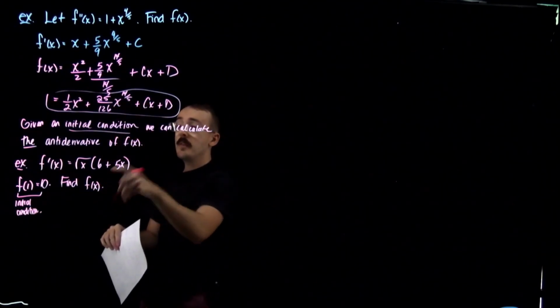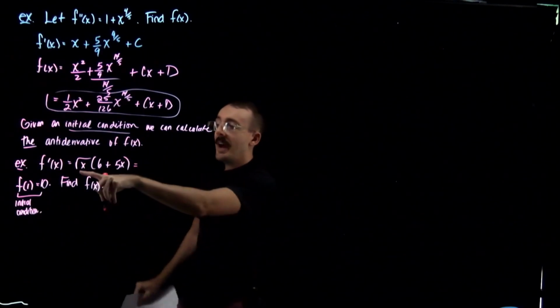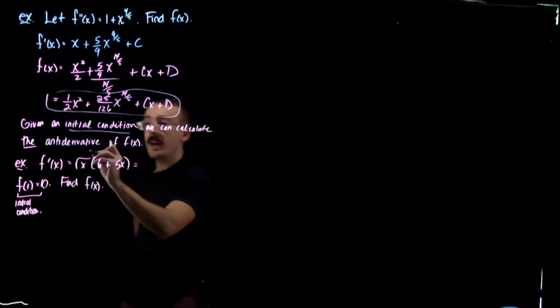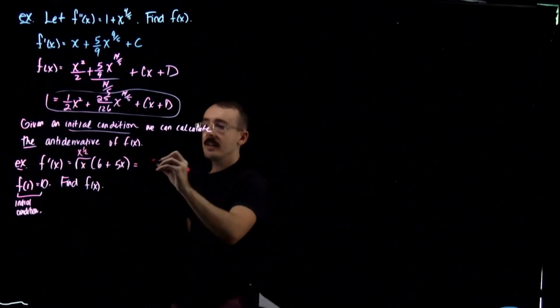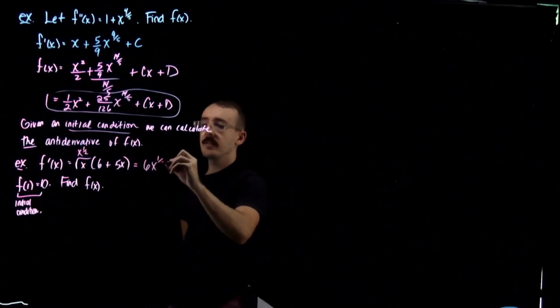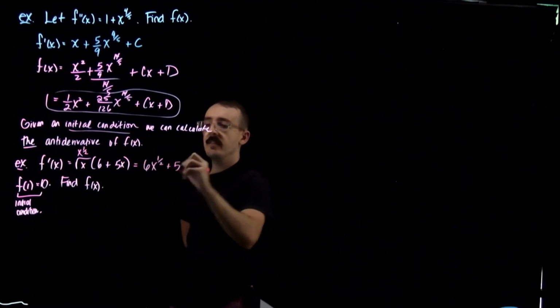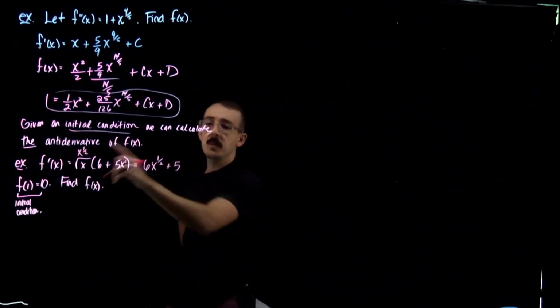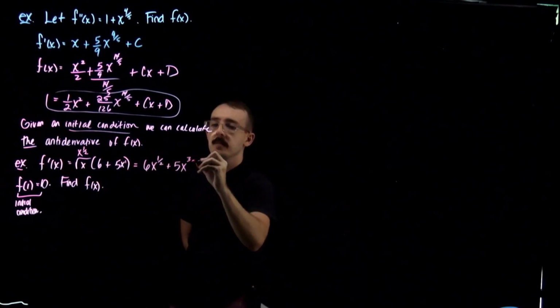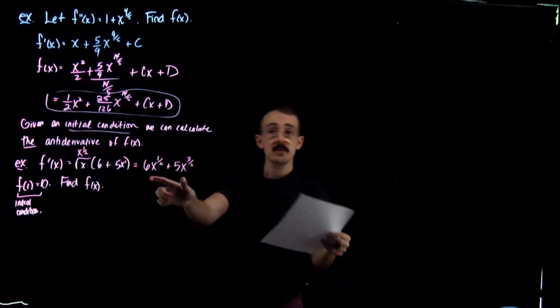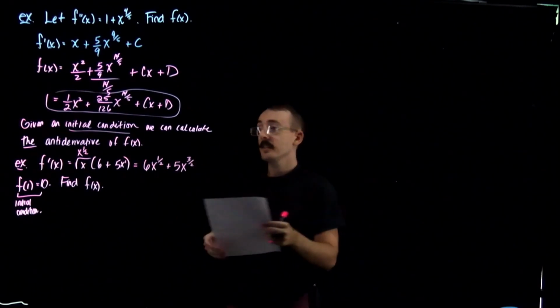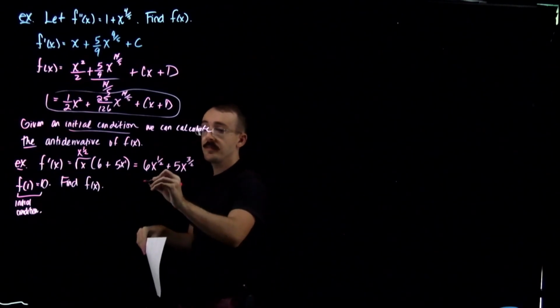OK, so first thing I'm going to do, like usual, I'm going to rewrite this as x to the 1/2. And I'm also going to go ahead and distribute it in. So I'm going to get 6x to the 1/2 plus 5x. Here the power is 1. I'm going to add it to 1/2, and I'll get x to the 3/2. So this is my f prime of x. I've just rewritten it. Now let's do the antiderivative.